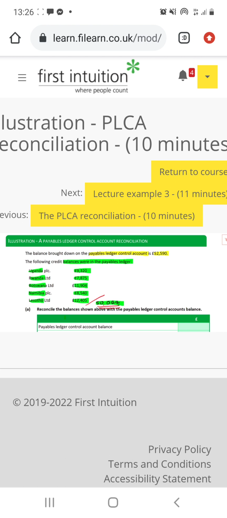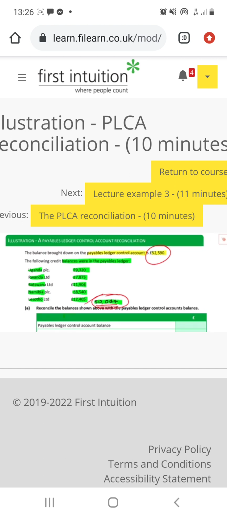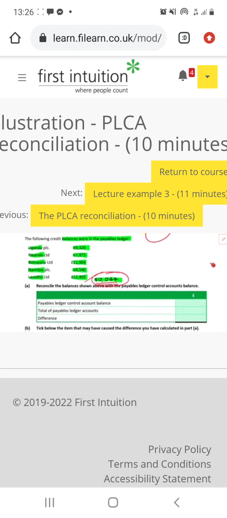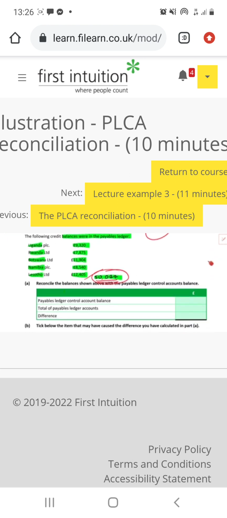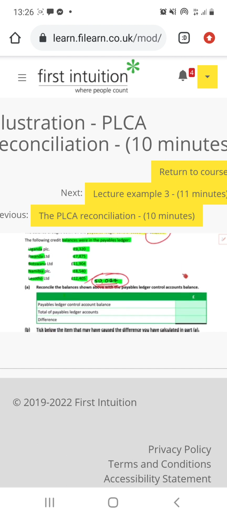Now the whole point is I am expecting those two numbers, the 52,590 and the 50,044, to be the same figure, because fundamentally the total amount I owe the suppliers should agree to the balance I owe each supplier added up. They're not, so that's where the reconciliation part kicks in. Part A is, reconcile the balances shown above with the payables ledger control account balance, and work out any difference. Well, you've pretty much done it there.